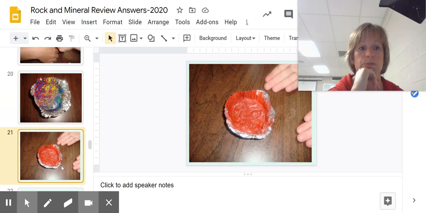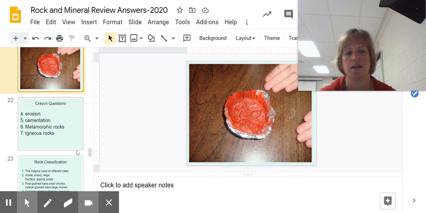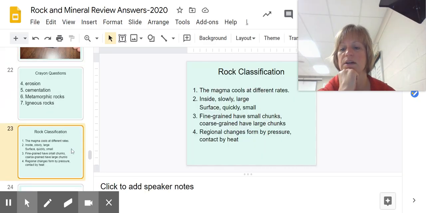And then finally, this one is a perfect comparison. When we do a total melt and then cool into crystals, this is showing how igneous rocks cool and crystallize. And then to end our review, we have a little bit on rock classification and then of course the big rock cycle diagram. So here's question number 1 under rock classification.